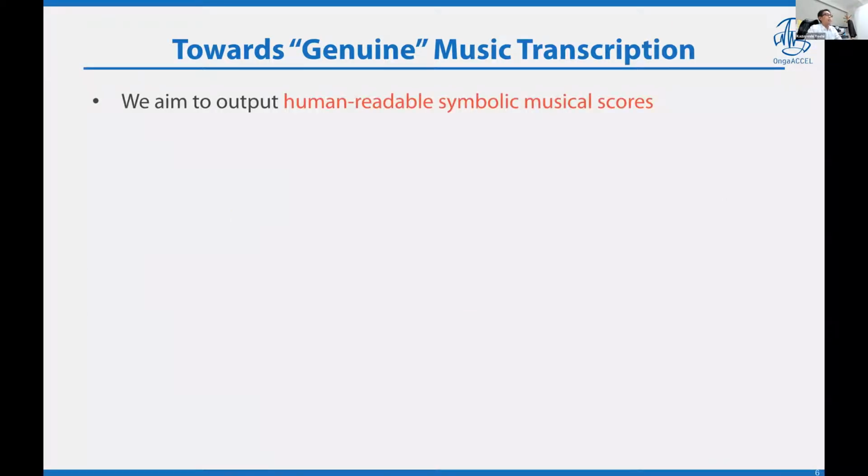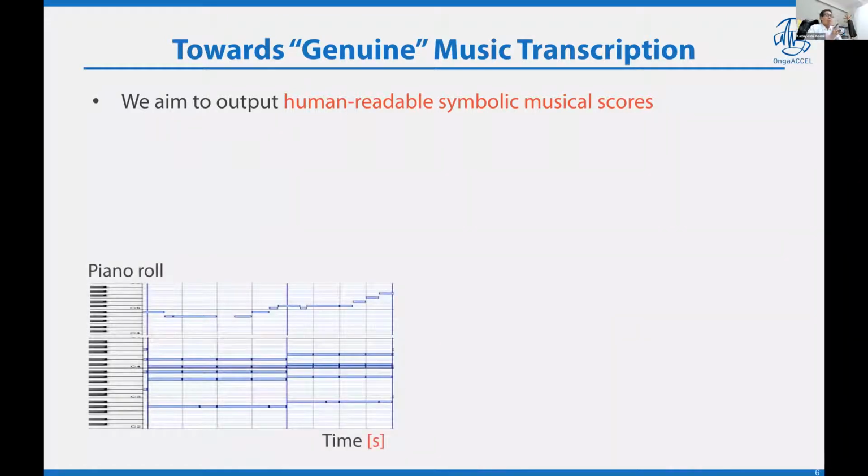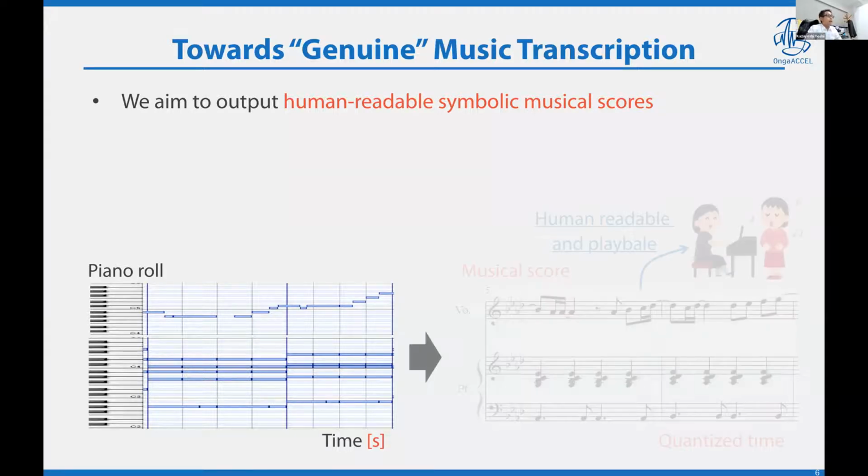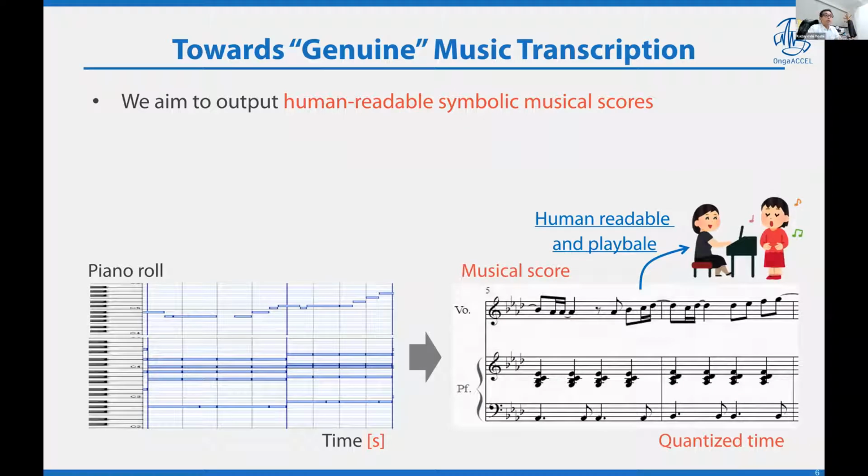Now we aim to output human readable symbolic musical scores, right? Most studies aim to output such a piano roll representation in which the time axis is not quantized at all. So onset time, offset time, and duration are represented in seconds. On the other hand, we aim to output the musical rhythm score, which is human readable and playable. This is so important, so we aim to achieve genuine music transcription.